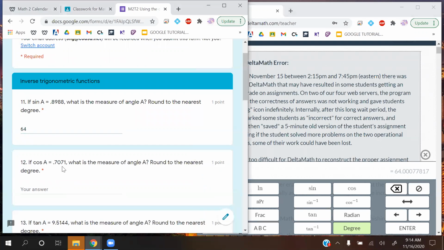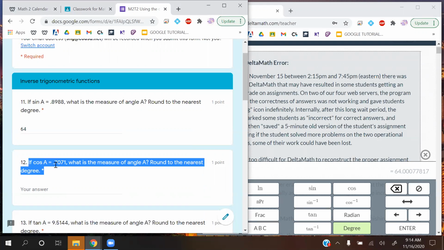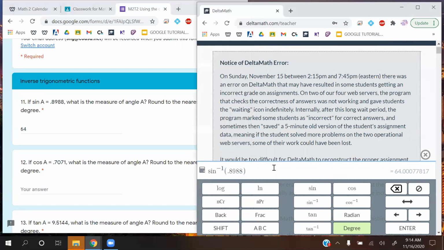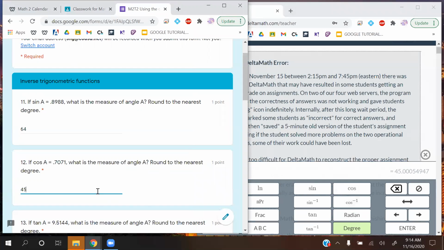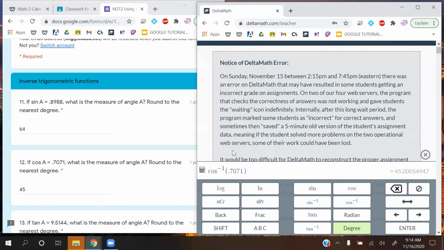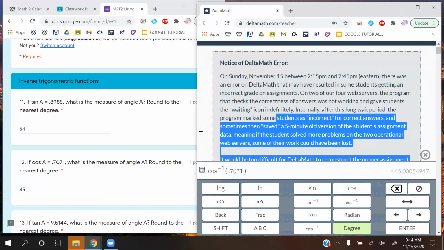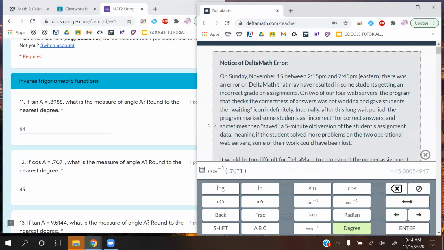All right, so the next one says if cosine A is 0.7071, what is the measure of angle A, rounded to the nearest degree? So we are going to type not sine inverse, but cosine inverse. So cosine inverse is right over here with the cosine and the -1. So you press that, and then you can type 0.7071, and then let's round this to the nearest degree, 45. So in our answer, we just say 45. Any questions on this one?